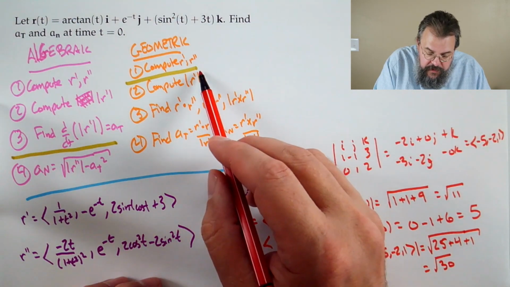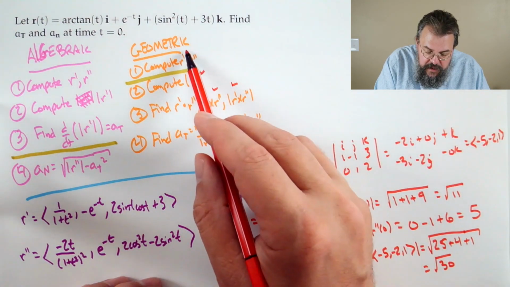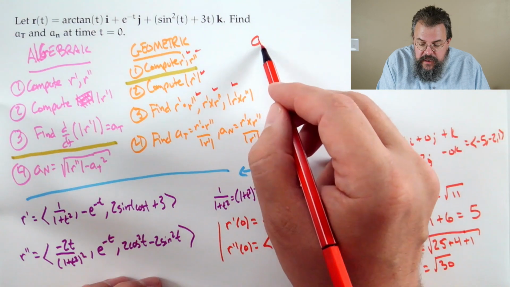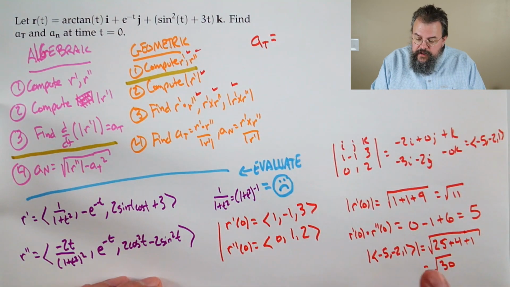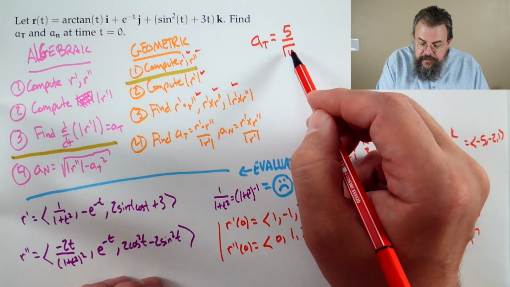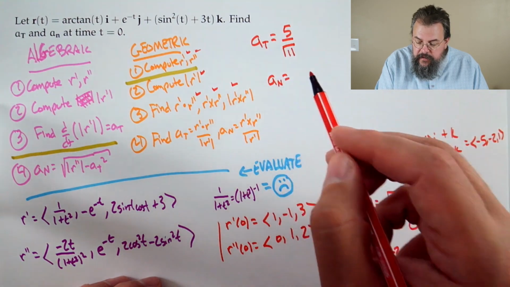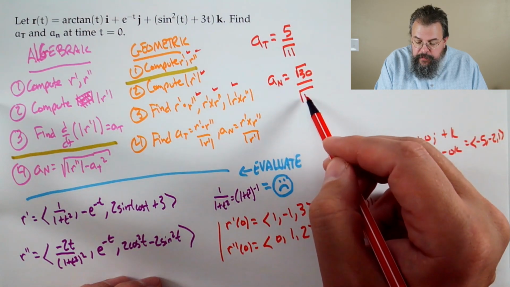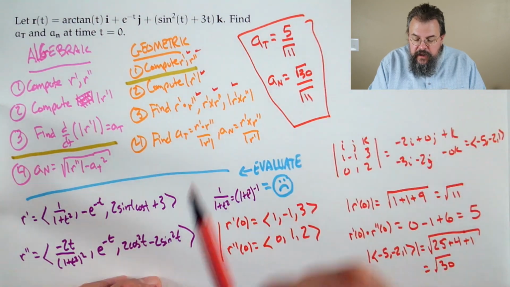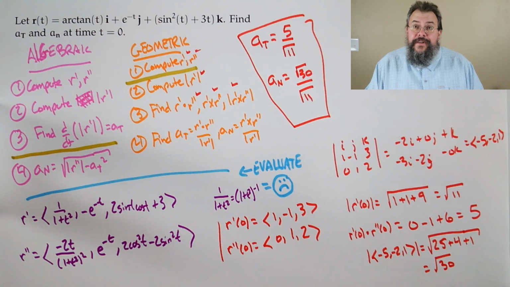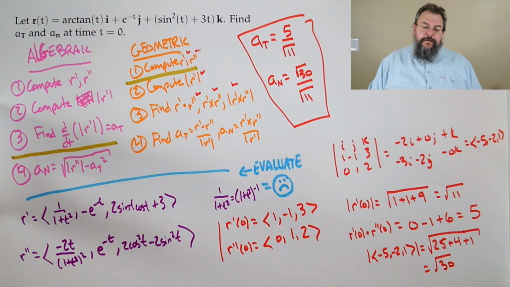Okay, so we've done this, and this, and this, and this, and we did that at the beginning. So now we're just ready to write down our answers. So a sub t, we have the dot product is 5 over the magnitude. So 5 over square root of 11. A sub n is the magnitude of the cross product, square root of 30, divided by the magnitude of r prime, square root of 11. And we're done. It wasn't so bad. It wasn't so bad at all. But of course we had to do the work.